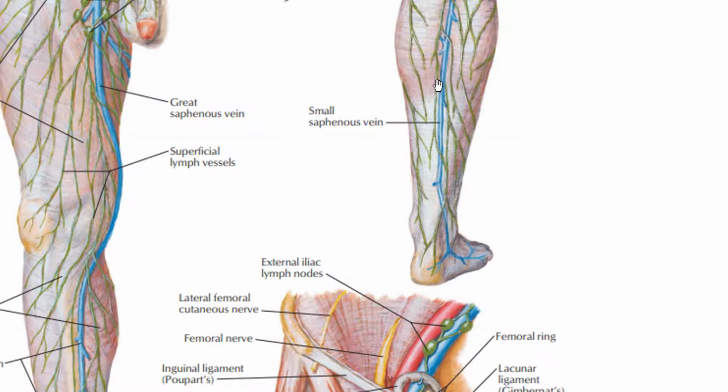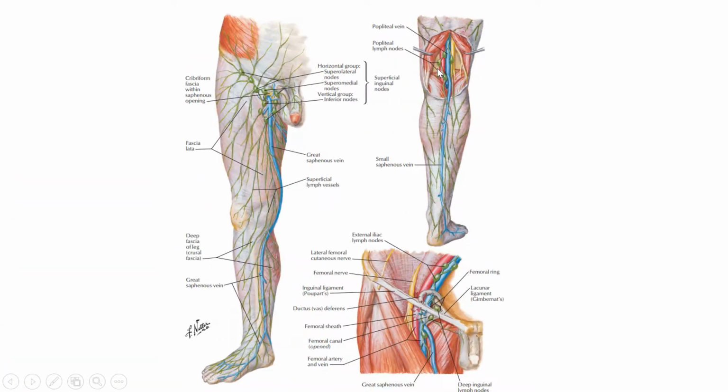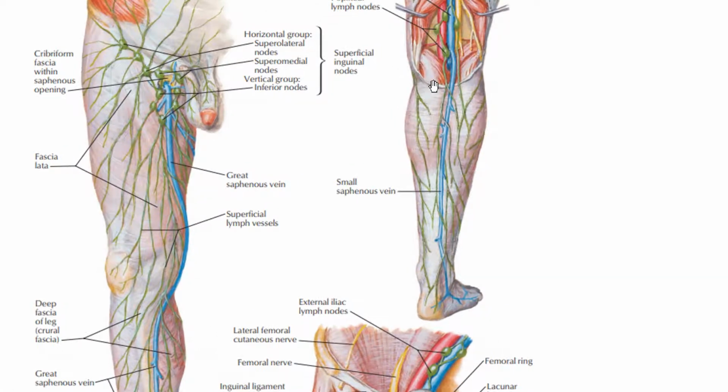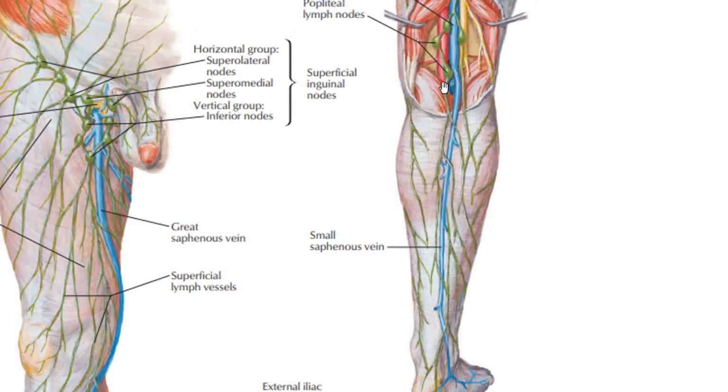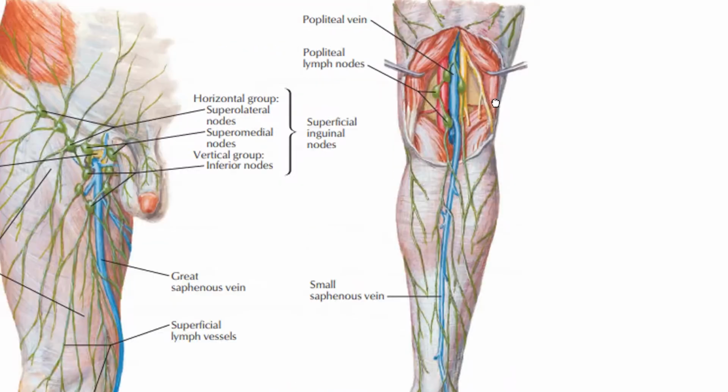Lymphatics, they are accompanying the small saphenous vein and its tributaries. And here you can see deep fascia has been cut or torn away just to show you underlying deeper structures.